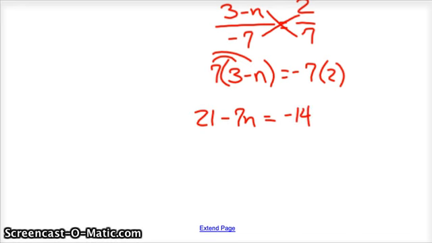To solve for n, I have to get my n by itself. So I'm going to first subtract 21 from both sides. 21 minus 21 is 0. I'm left with negative 7n is equal to negative 14 minus 21, which is negative 35.